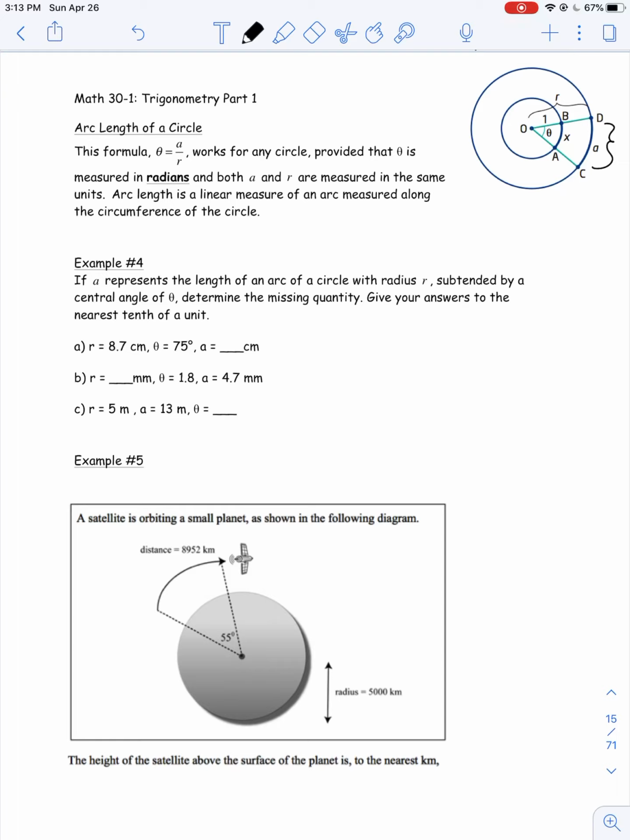Okay, so we need to make sure that we're in radians when we calculate this, and that both your A and your R are measured in the same units as well. So your angle is always going to be in radians, and A and R are in the same units. It doesn't matter what units.